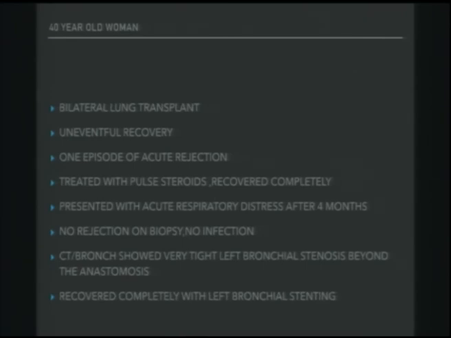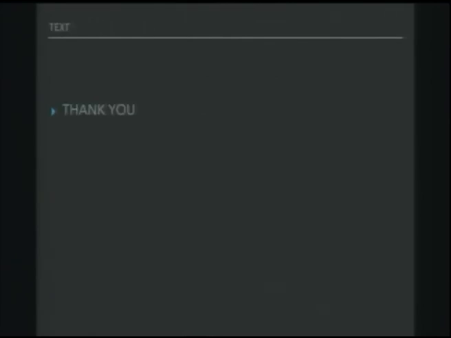bilateral lung transplant in a 40-year-old woman, uneventful full recovery, had 1 episode of rejection, treated with pulse steroids, recovered completely, and after 4 months presented with acute respiratory distress and no rejection on biopsy, with very tight bronchial stenosis beyond the anastomosis, recovered completely with left bronchial stenting.